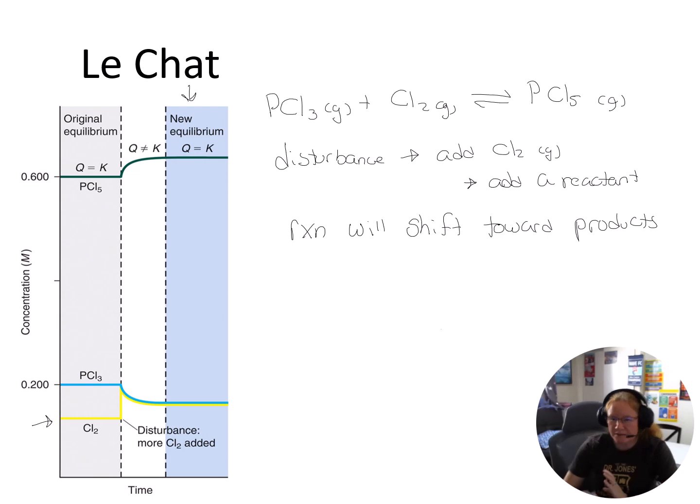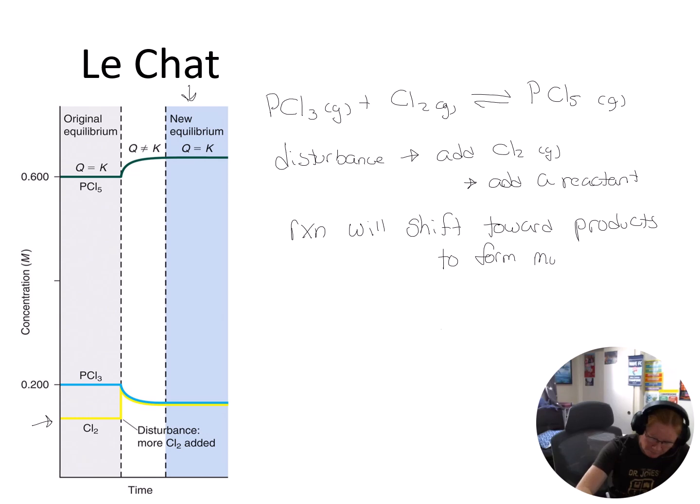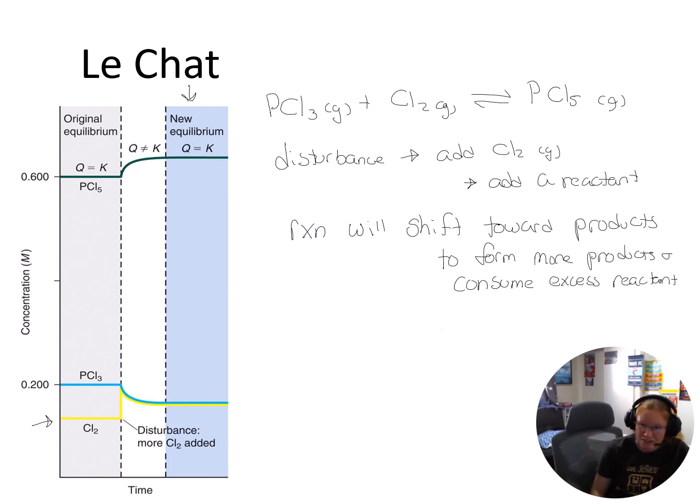Okay, some textbooks and some people like to just think of it as a right to left shift. I like you to think about, are we doing anything to the reactants or to the products? So while you may see right left as the shifting, I don't want you to just think of it in terms of right left, because then you're just, well, oh, it goes right, oh, it goes left. But what does that mean? Okay, it's going to shift toward products to form more products and consume excess reactant. Because again, we need to get to that ratio, okay?